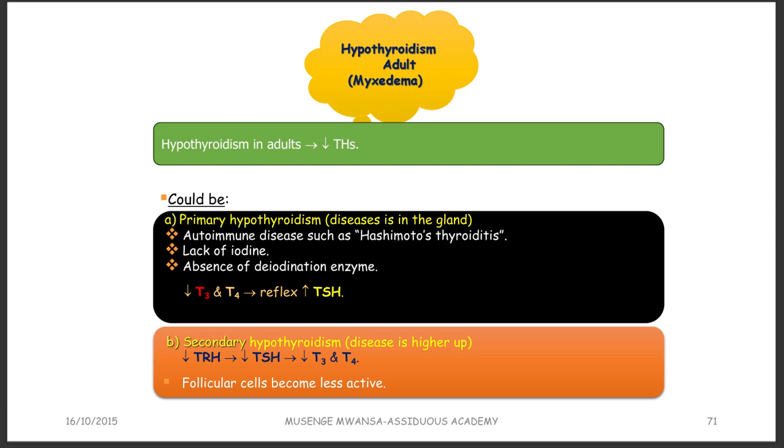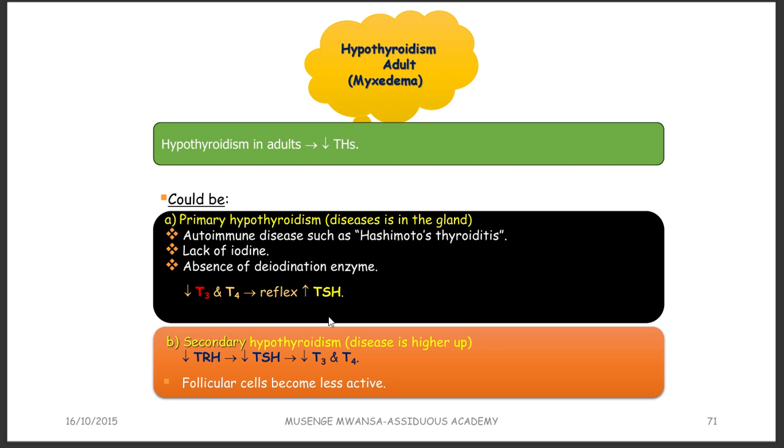Maybe there's not enough thyroid stimulating hormone to produce the hormone. Can you produce more of it so that we can have more hormone? So the anterior pituitary will continue to produce thyroid stimulating hormone. So the thyroid stimulating hormone is going to increase. That will be reflex increase.